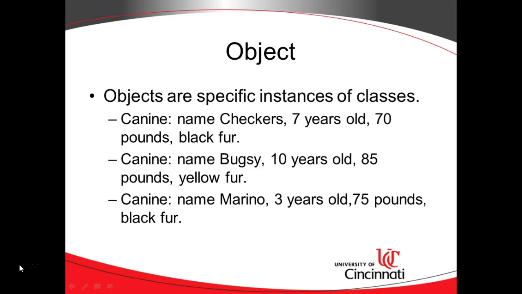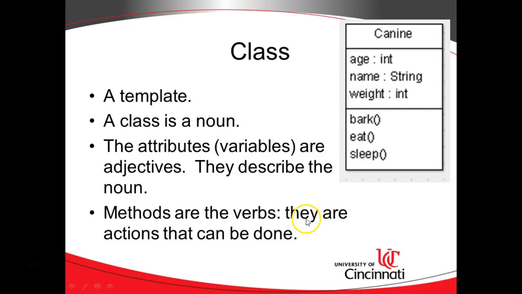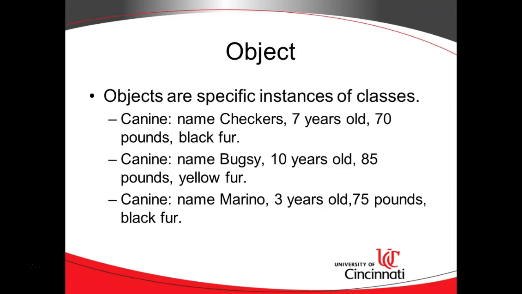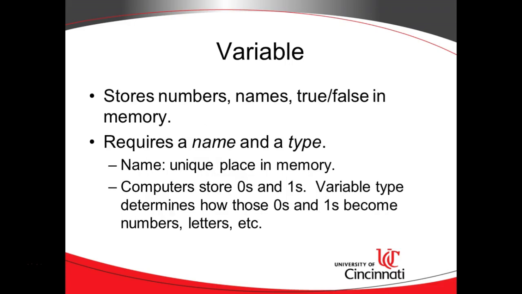That's an object. We have another canine named Bugsy. Bugsy's male, 10 years old, 85 pounds, and yellow fur. So you see that the values that we've assigned to these adjectives or attributes are what determine one canine from another, what can tell them apart. Canine Merino, 3 years old, 75 pounds, and black fur. So we see that there's some things that the canines have in common, but some things that make them different. So essentially here what we have is 3 different objects of the canine class.